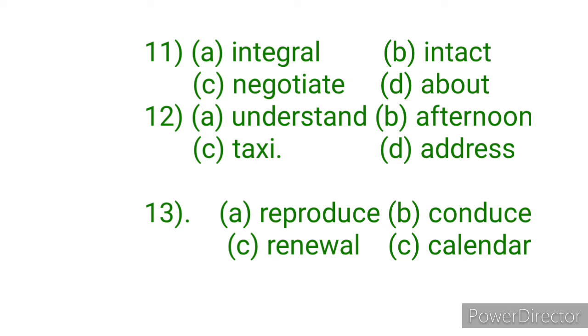Now option D, about. Remember I told you about the schwa sound. About. The first syllable is a schwa sound, and a schwa sound can never be stressed. So the stress is on the second syllable, about. As you already know, the correct answer is option A, integral. This is the word that has its stress on the first syllable.